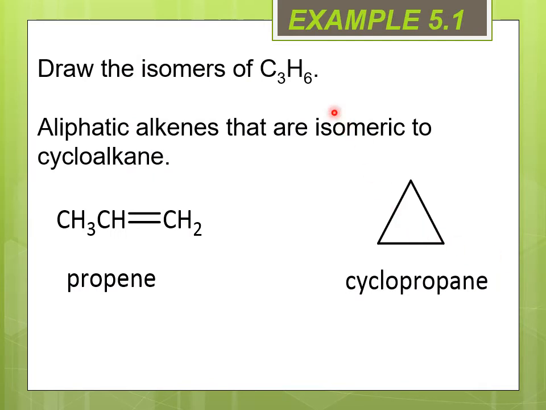Let's do example 5.1 together. Draw the isomers of C3H6. Here we can see that aliphatic alkenes are also isomeric to cycloalkane. So what we have to do is draw propene and the functional group isomer, which is cyclopropane.